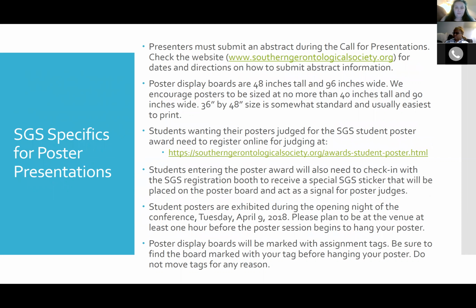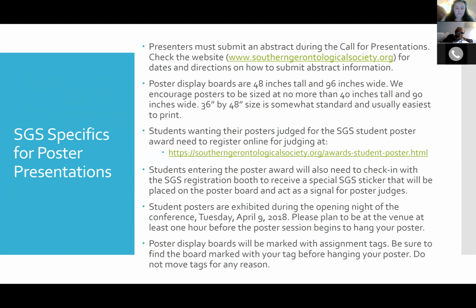So these are the specifics. These are also on the website, so I'm not going to read all of these. But essentially, you want to make sure that your poster conforms to the standards that we've set up for posters through SGS. Usually I recommend that you do the 36 by 48 size. It's somewhat standard. It's easy to print at most places. You can make your poster bigger. We have large poster display boards.